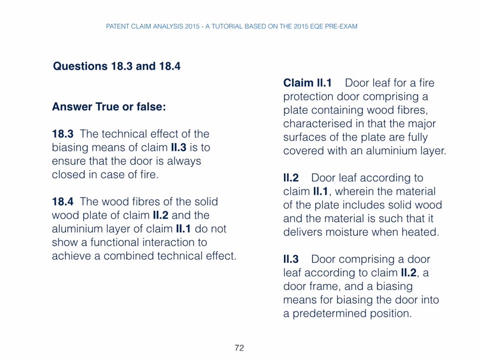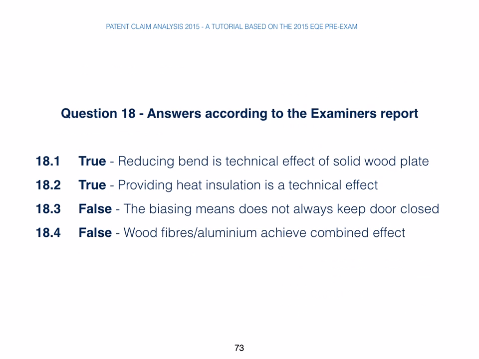Does the aluminium layer and the solid wood have a combined technical effect, a functional interaction to achieve a combined technical effect? And for that, you have to obviously consult the description to determine whether there is a possible combined technical effect. So I suggest you go to the description and try and work it out and make up your mind, and then we'll check if you've come to the right answer. Let's go then to the examiner's answers for question 18.